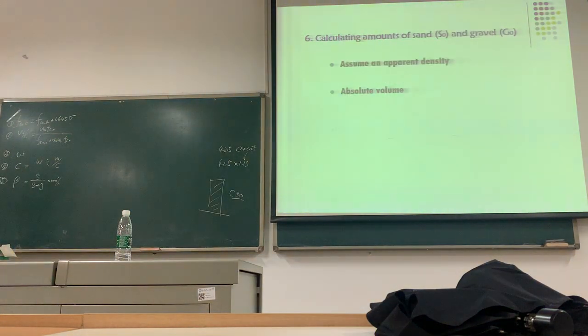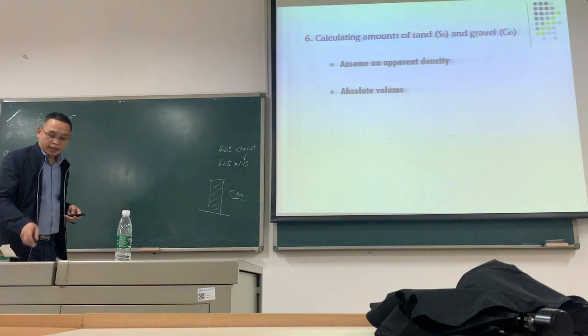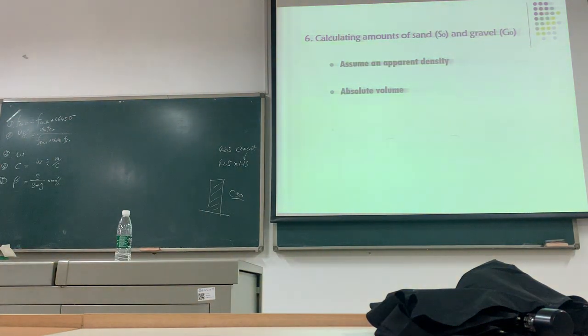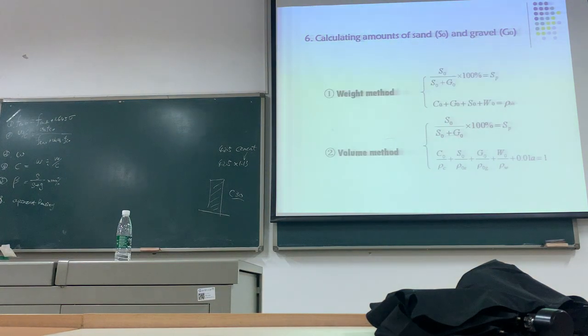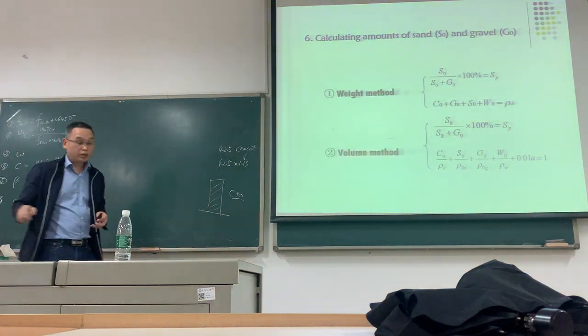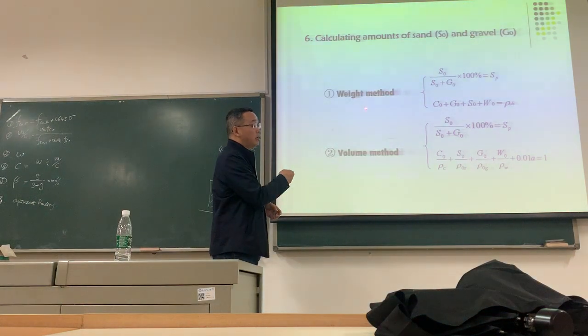And then we can calculate the amount of sand and gravel. There are 2 kinds of methods. The first one is the apparent density. From the apparent density, we can use this equation.